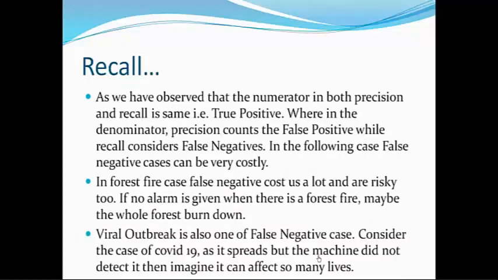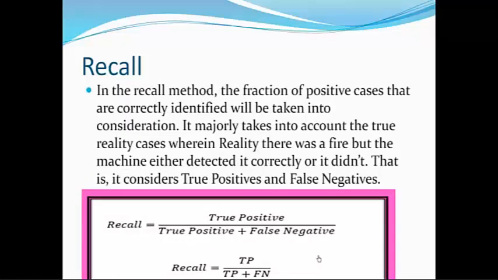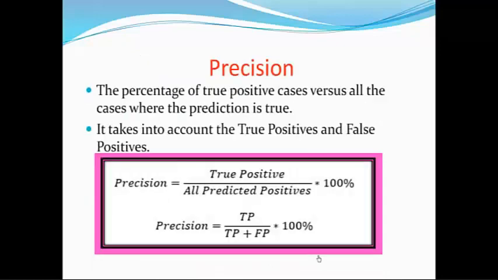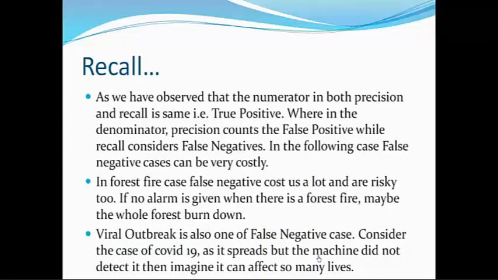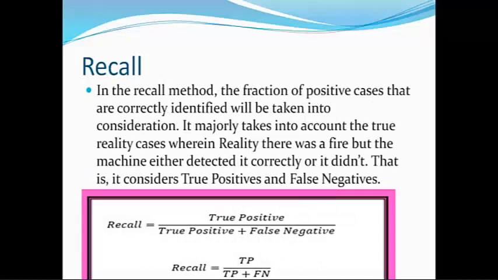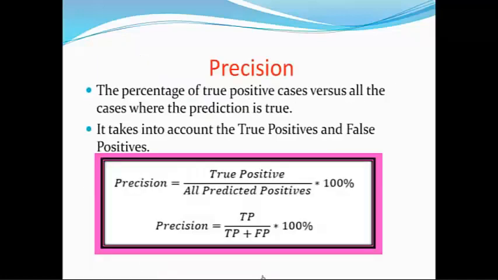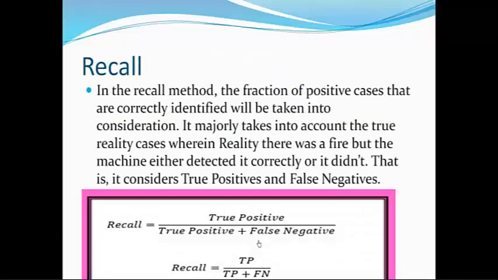As we have observed, the numerator in both the precision and the recall is the same, TP. In both cases the numerator of precision and recall is true positive, wherein the denominator of the precision counts the false positive, while the recall counts the false negative. See, here we are taking false negative. In the case of precision, we have taken false positive. So that is the difference between the formula of precision and recall.